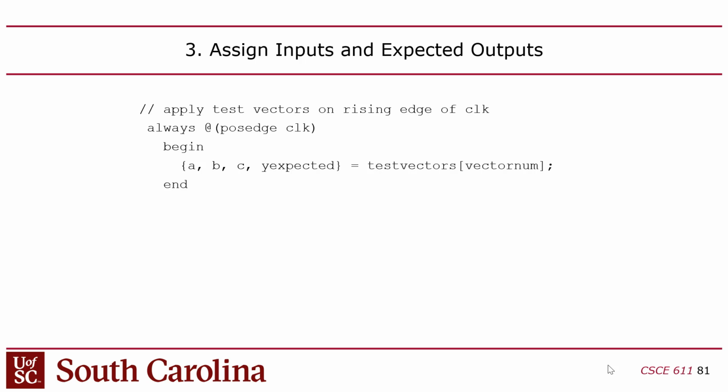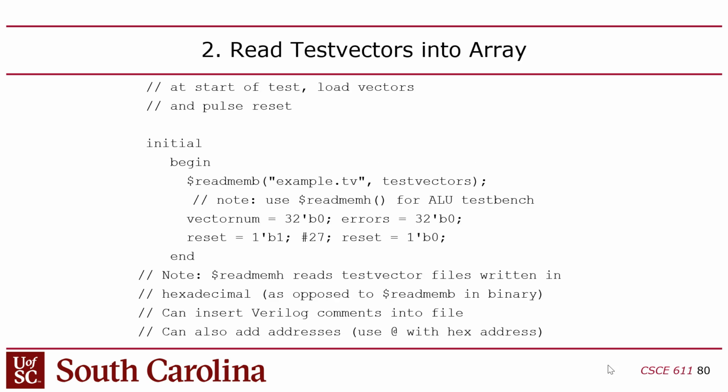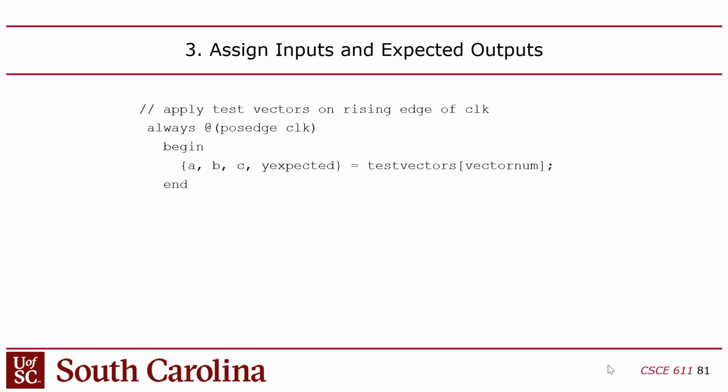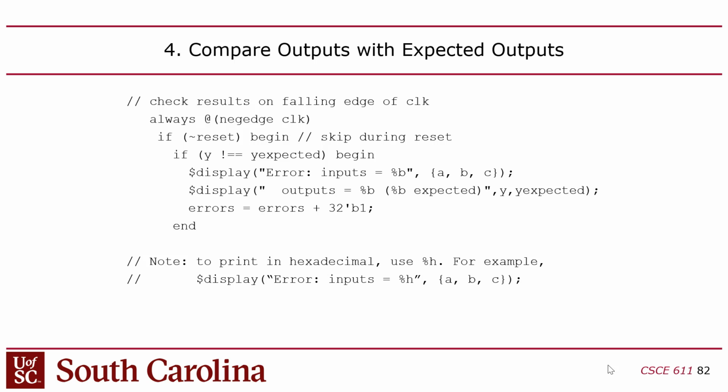Where do you change vector num so that each positive edge gets a different vector? Vector num gets initialized here to 0, and I haven't incremented that yet. I'm going to do that on the falling edge of the clock. So on the rising edge of the clock, I'll change A, B, and C. And then now I've got the negative edge of the clock. On the falling edge of the clock, this is going to check to see if Y equals Y expected, and if not, it'll print an error message.